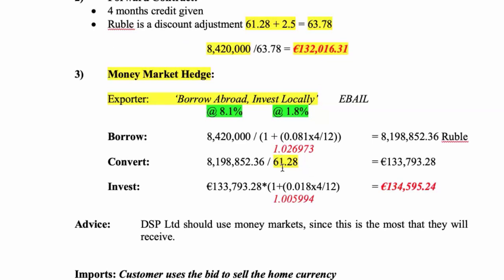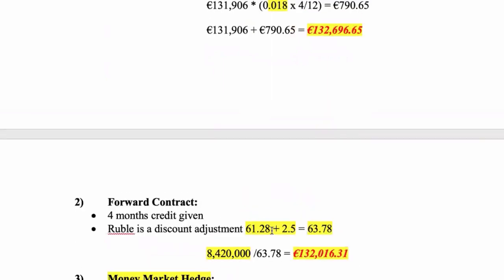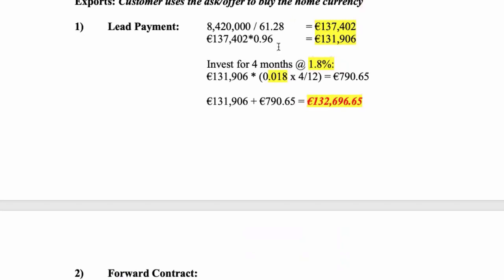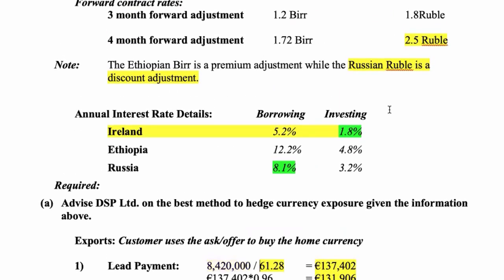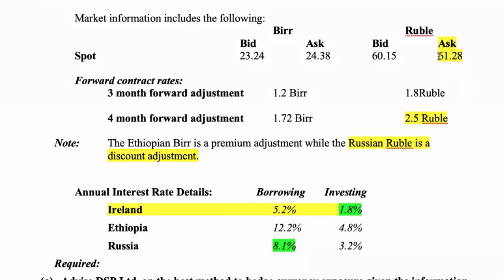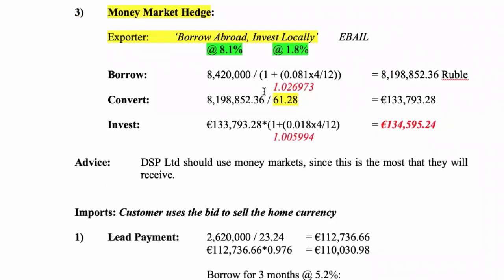And where am I getting this? This is going back to that first part when we looked at the forward contract, 61.28, see it there? And we also saw it here in the lead payment. We're getting all of that from your question where we first established that we are going to use the ask rate because we're an exporter, 61.28. So we're converting it at what are called the spot rates, 61.28. In euro, if anyone can check this figure for me, 8,198,852.36 divided by the spot, just make sure that euro is correct. Great. So that's what we have today.